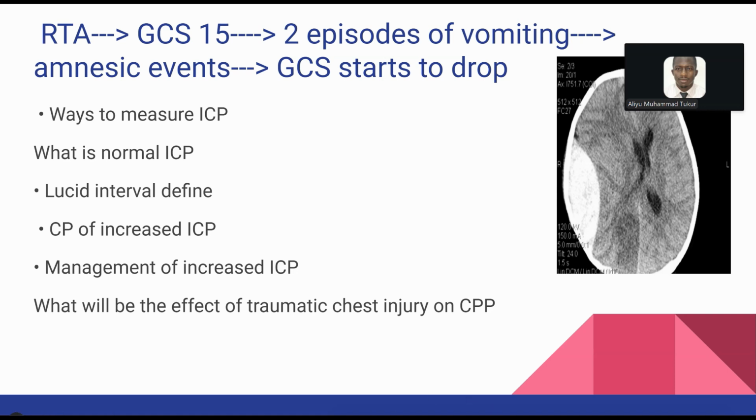Another way it can reduce it is if there is massive pleural effusion with blood loss and hypotension. Because of hypotension, there will be a reduction in blood flow and subsequently the cerebral perfusion pressure can be reduced.